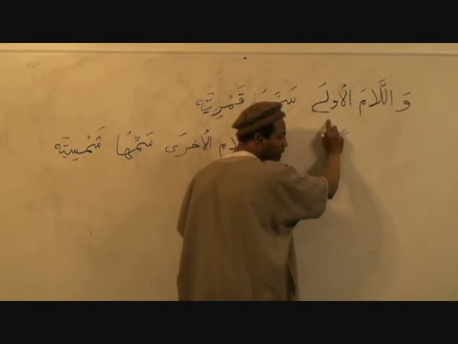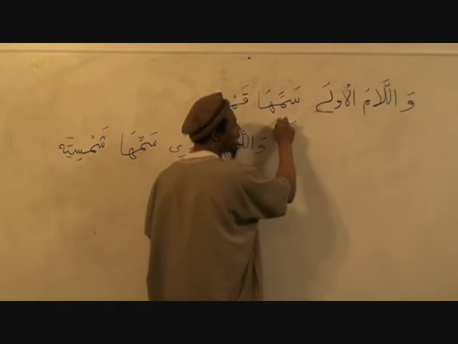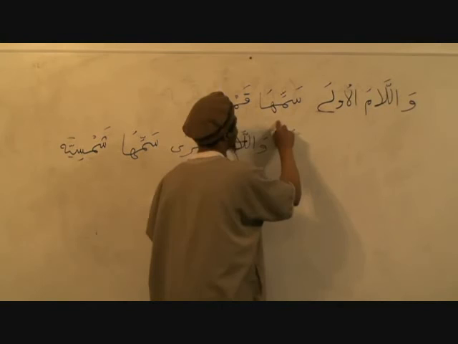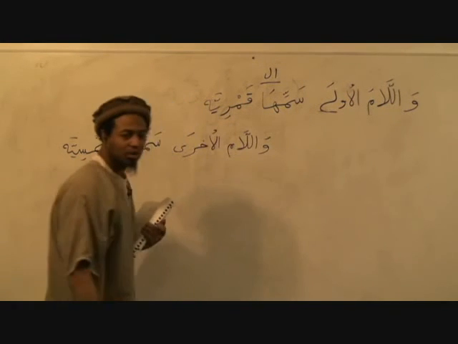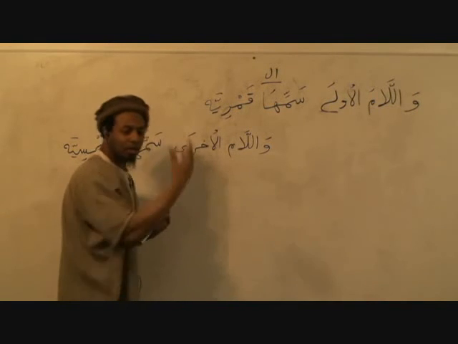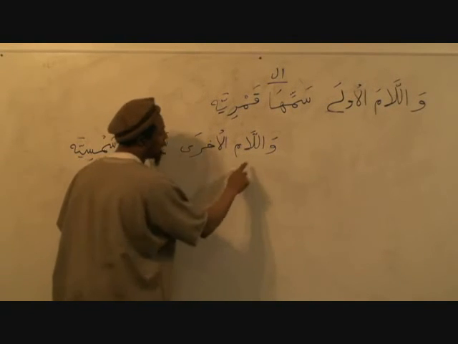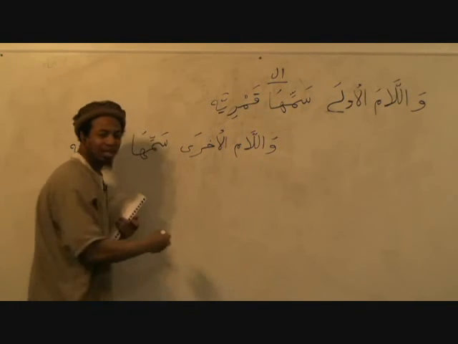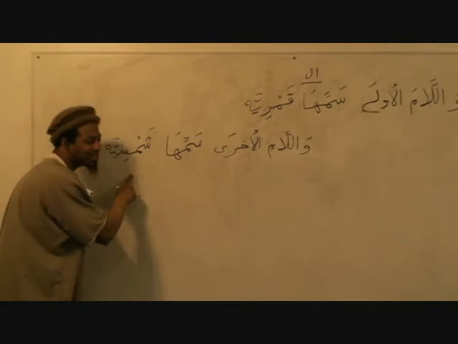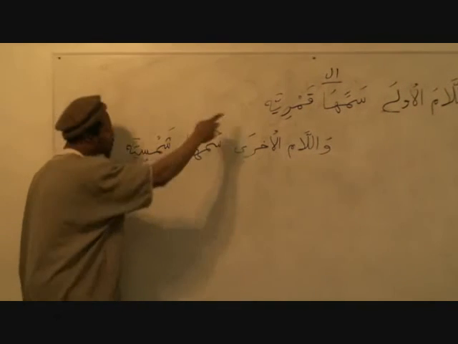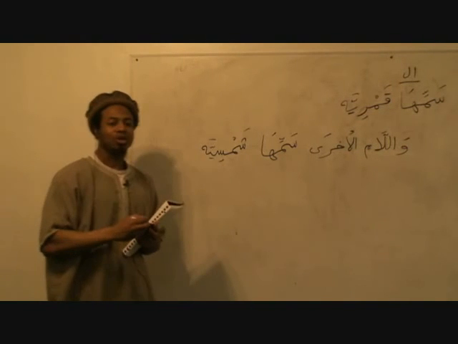Simple? Well, let me break it down. And the first lam, this is the lam that is first, right? That's the one we said, what, idhar, right? Sammiha, call it or name it. Ha means the al, right? Qamariya. It says qamariya, but we call it qamariya, right? Wallam al-ukhra, and the lam that is second, the one we call idgham. Sammiha, call it shamsiya. So you have moon and sun letters.